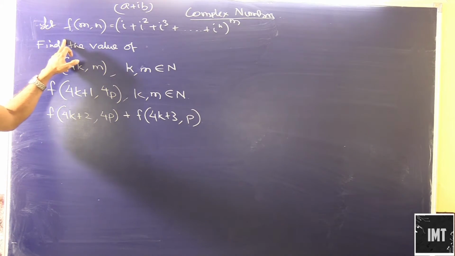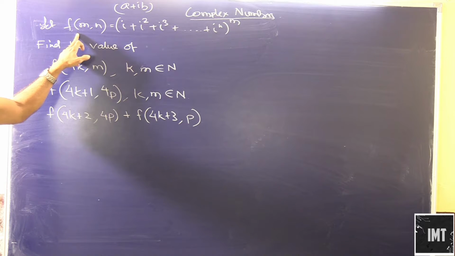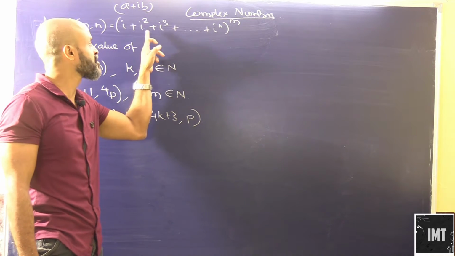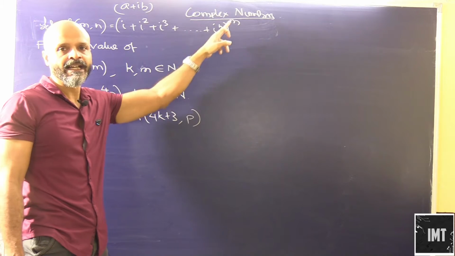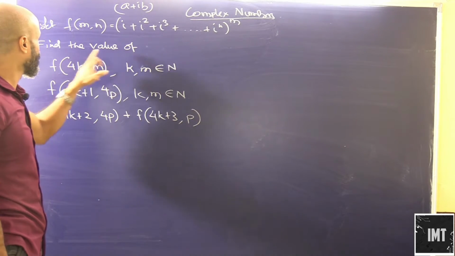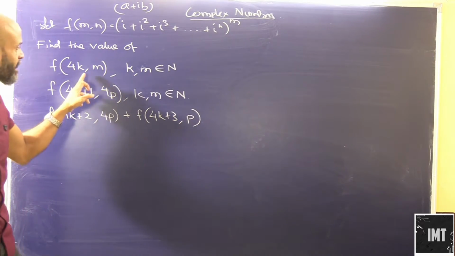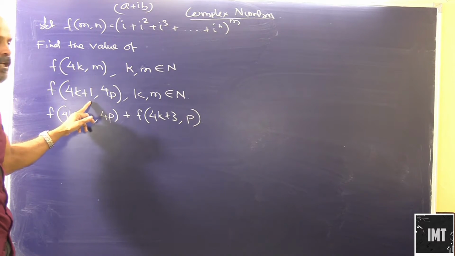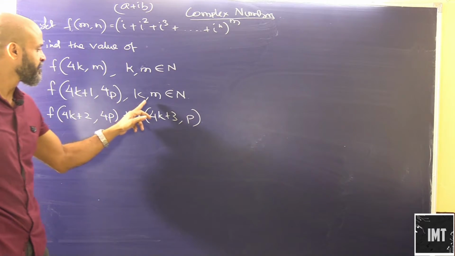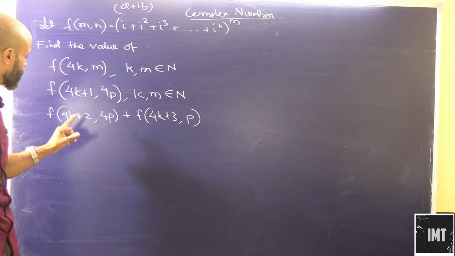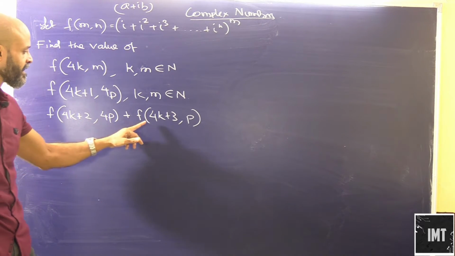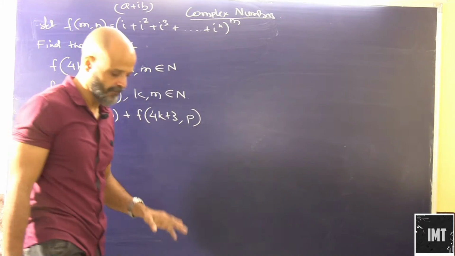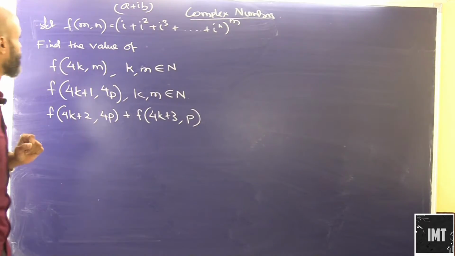So here we have a problem. Let f of m, n be i plus i square plus i cube plus up to i to the power of n, all to the power of m. You have to find the value of f(4k, m), where k and m are natural numbers, f(4k+1, 4p), where k and p are natural numbers, f(4k+2, 4p), and f(4k+3, p). Okay, so let's pick up the first one here.